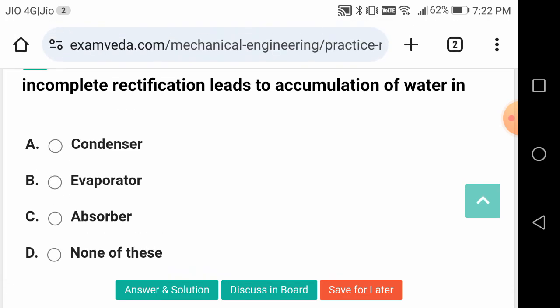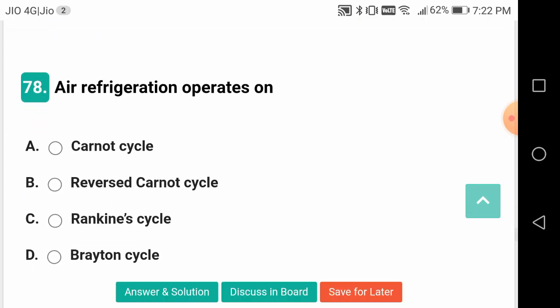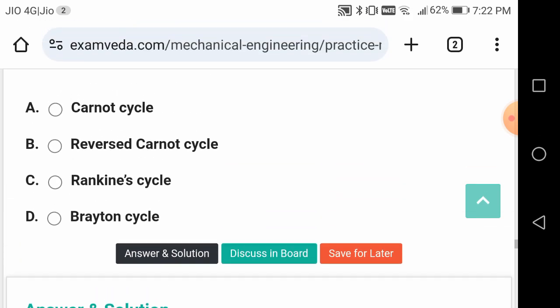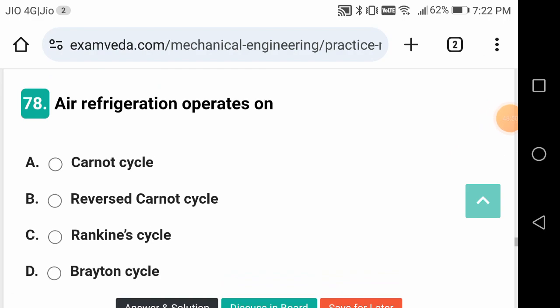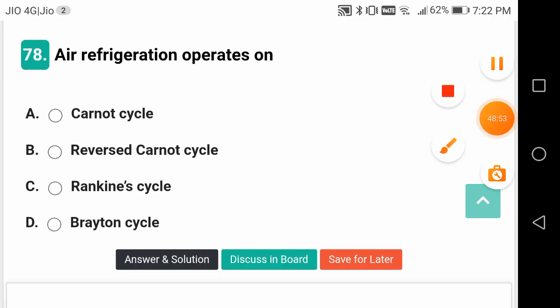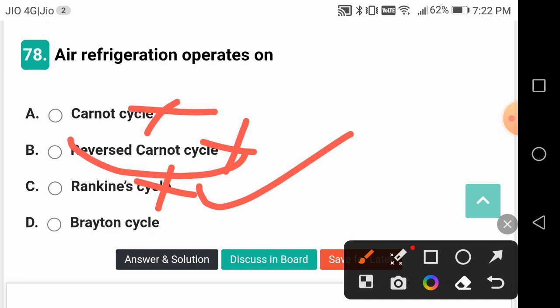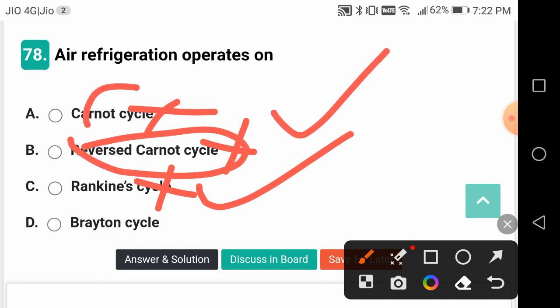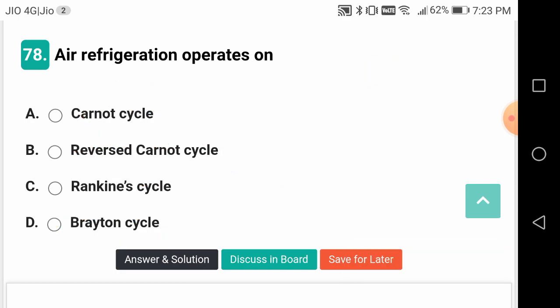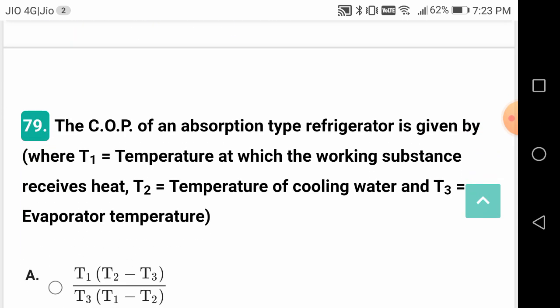So if there is incomplete rectification, water accumulates in the condenser. Air refrigeration operates on the Brayton cycle. Actually, to be specific, friends, it should be the reverse Brayton cycle. Neither Carnot cycle nor reverse Carnot cycle nor Rankine cycle. Rankine is used in steam power plants, thermal power plants. Reverse Carnot cycle is once again a refrigeration cycle. Carnot cycle is a power generating cycle. The Joule cycle is used in gas turbines and aircraft systems. But the reverse Brayton cycle is used in air conditioning or refrigeration of aircraft systems. To be specific, it should be the reverse Brayton cycle, but as it is not given, you can choose Brayton cycle as the answer.